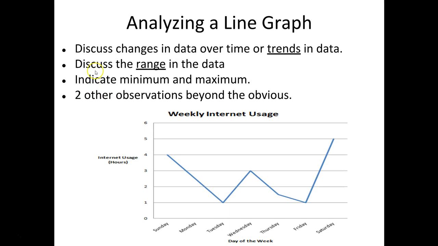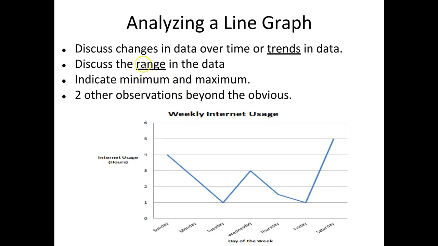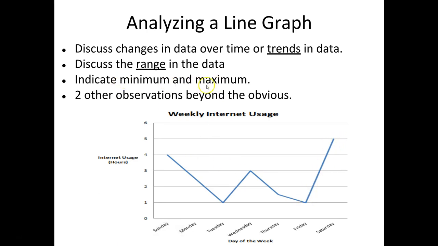One of the things we could do is discuss the range of the data. This is a nice easy thing to look at, and we can say it ranges from a high point on Saturday of 5 hours to a low point of only 1 hour of usage on Friday and on Tuesday. So obviously there's a difference of 4 hours between several days of the week. When we indicate the range, we've also just taken into account our minimum value and our maximum value. It's easy to identify those values when you are looking at a line graph. Find the peak, find the valley, identify what your minimum and maximum are.